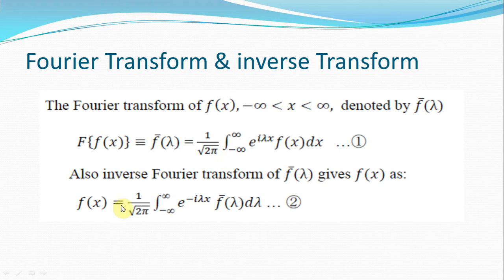Also, the inverse Fourier transform of f bar of lambda is represented by f of x, which is equal to 1 by root of 2 pi integral minus infinity to plus infinity e raised to minus i lambda x f bar of lambda d lambda. So the Fourier transform is represented in terms of f bar of lambda, while the inverse transform is represented in terms of f of x.